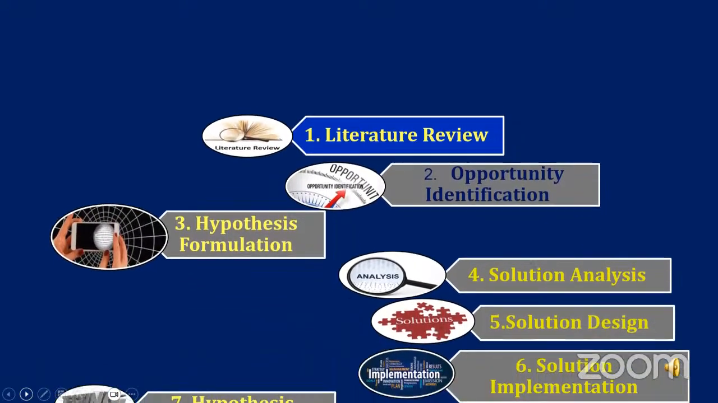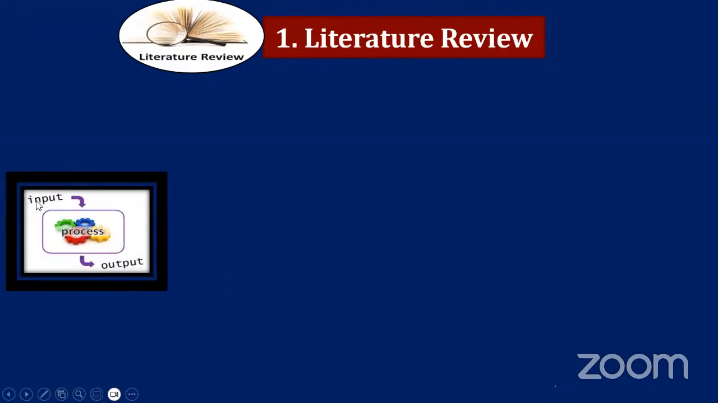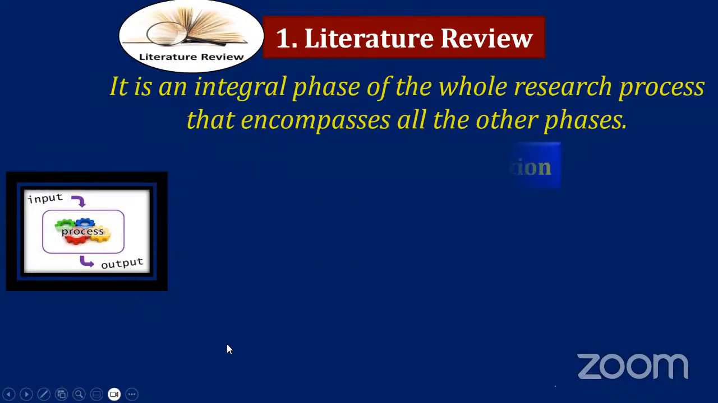Literature review, opportunity identification, hypothesis formulation, solution analysis, solution design, solution implementation, and documentation are the areas. Now, briefly, under literature review, considering input, process, output: what is the input to this literature review? What is the process which is carried out? And what is the output?